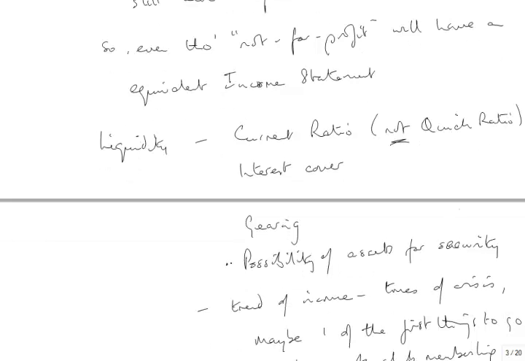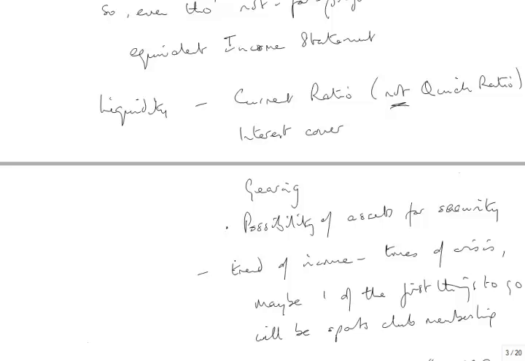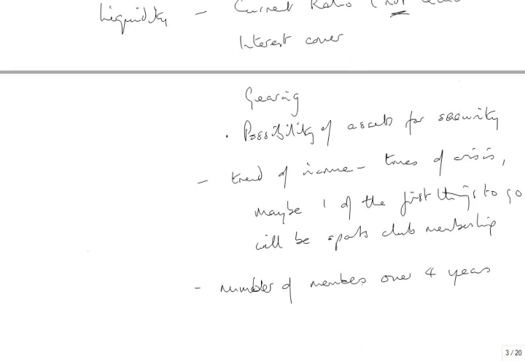I'd also want to look at the possibility of assets for security. The question doesn't actually give me room for that. It says identify and explain the ratios that I would calculate to assist in determining. But possibility of assets for security, whether assets have already been used, whether there are existing assets pledged as security.